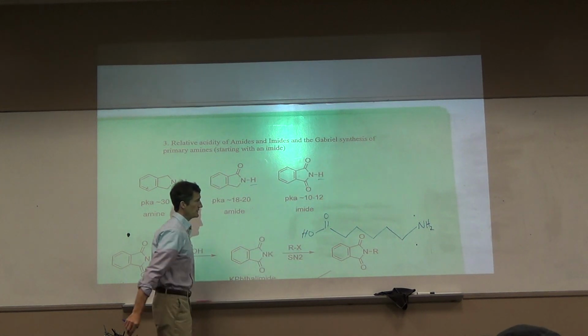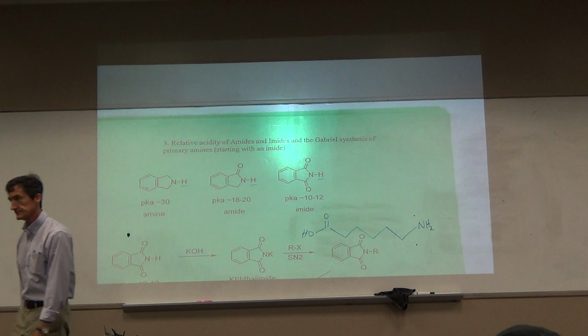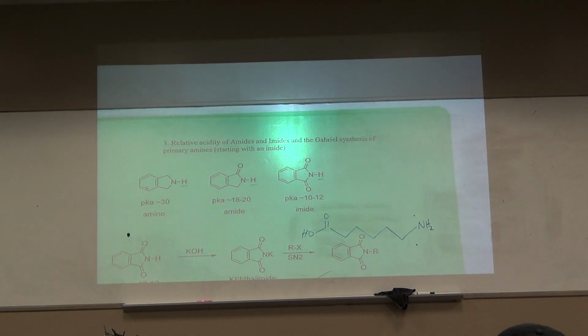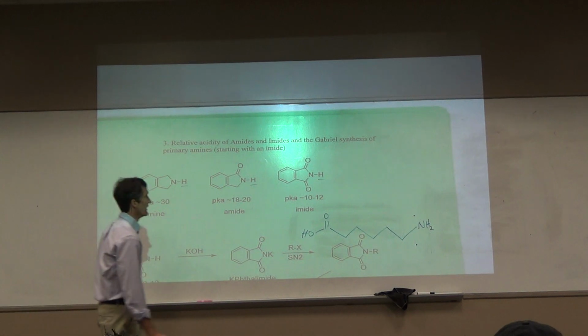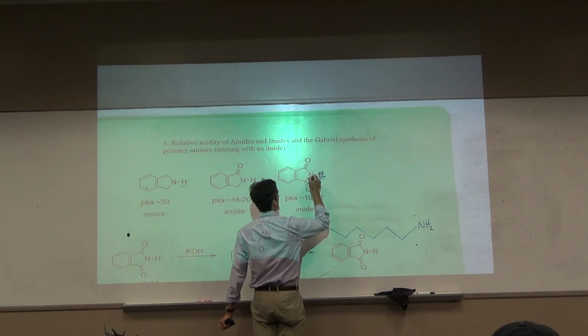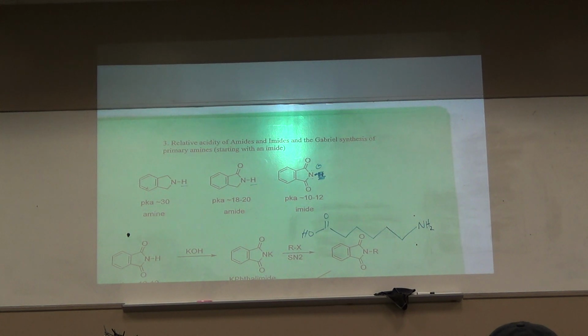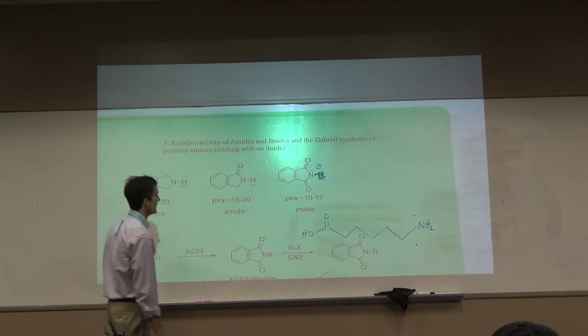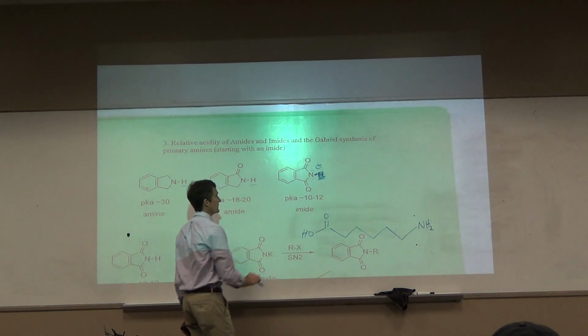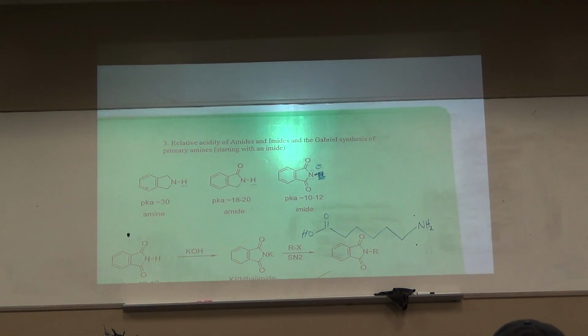Nitrogen bonded to two carbonyls is called an imide. Not an amide, but an imide. And imides are even more acidic because the nitrogen anion, if we consider the conjugate base, we can draw two different resonance structures. We can draw charge localized into one oxygen and then into the other oxygen. Resonance structures, hopefully you see that. Right? Electrons in, electrons up, charge on oxygen. Okay?